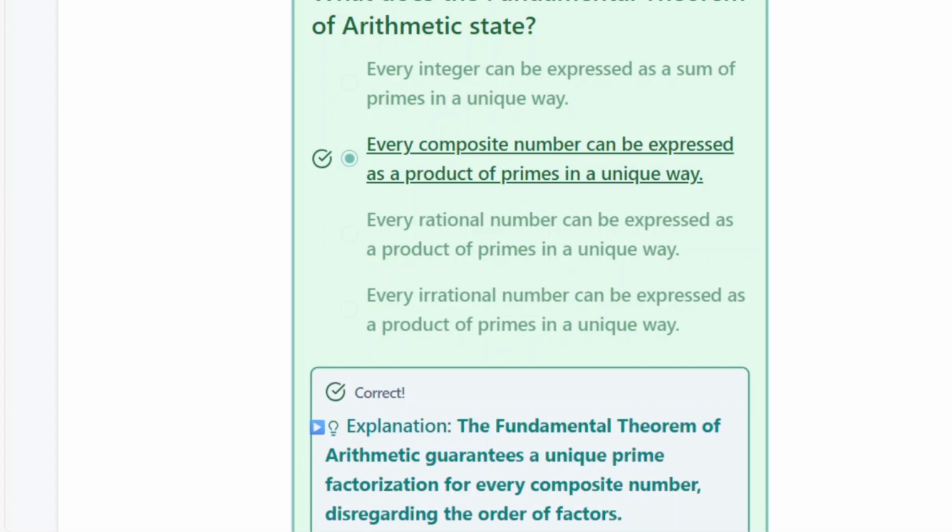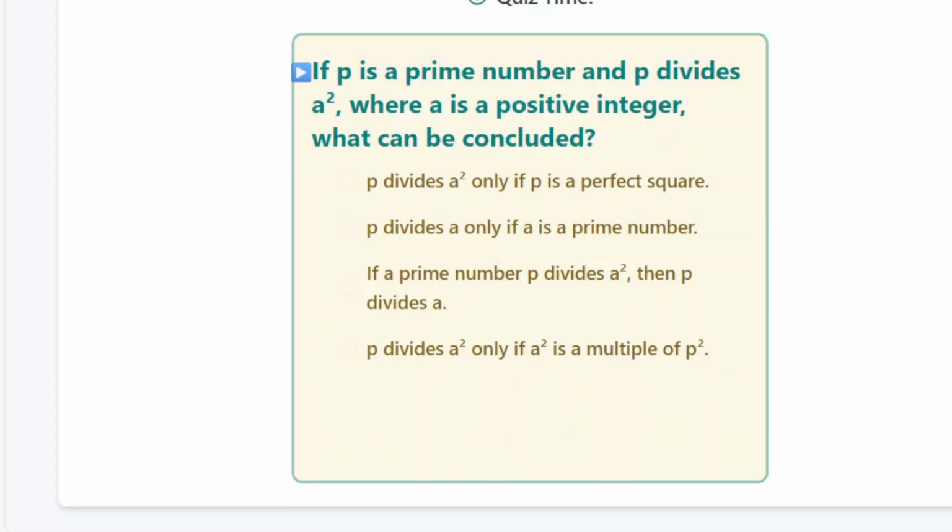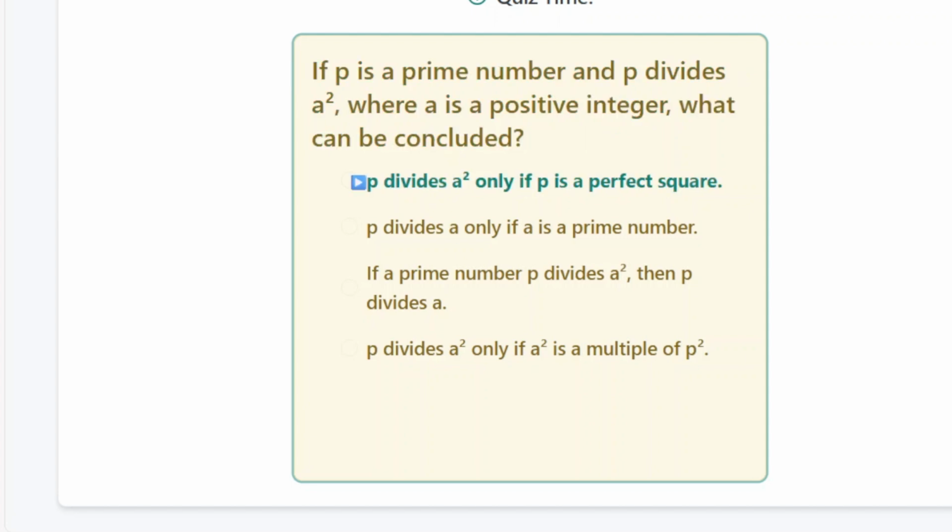Explanation: the fundamental theorem of arithmetic guarantees a unique prime factorization for every composite number, disregarding the order of factors. If p is a prime number and p divides a squared, where a is a positive integer, what can be concluded? Option A. p divides a squared only if p is a perfect square. Option B. p divides a only if a is a prime number. Option C. If a prime number p divides a squared, then p divides a.